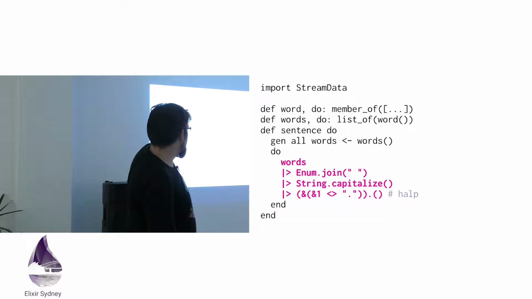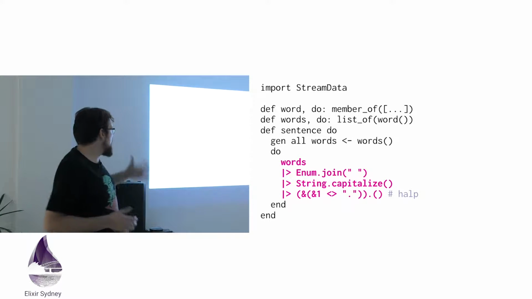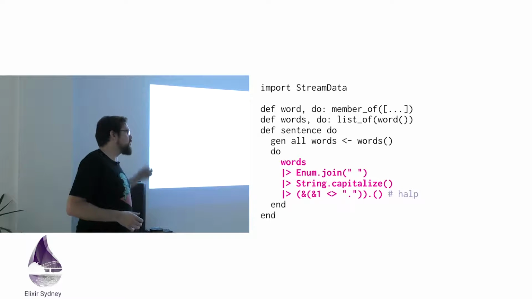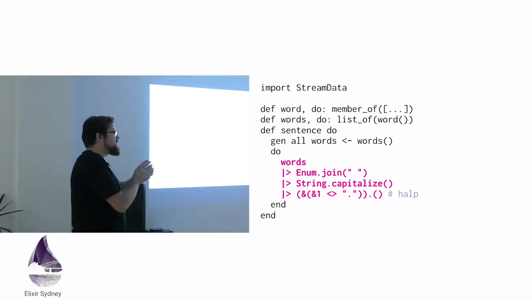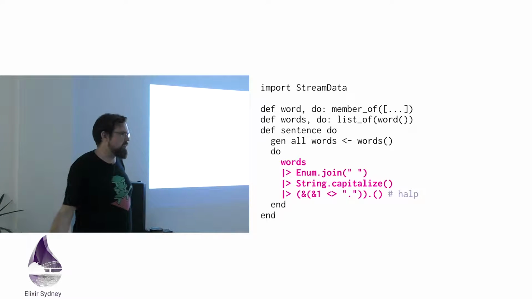So anyway, the result of this block that we've got here will become the generator result when you use this generator called sentence. So you call sentence as a function and you get back a generator as a value that you can then later on use to generate values.